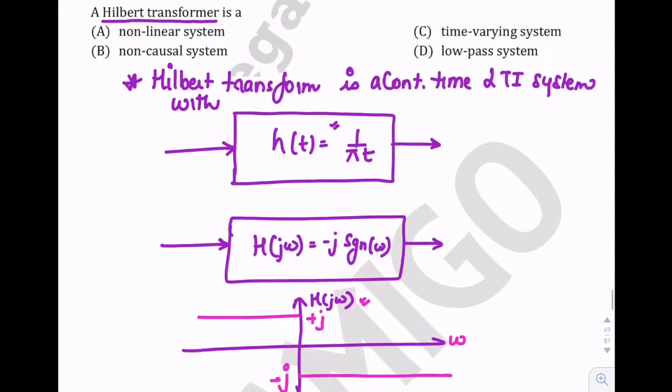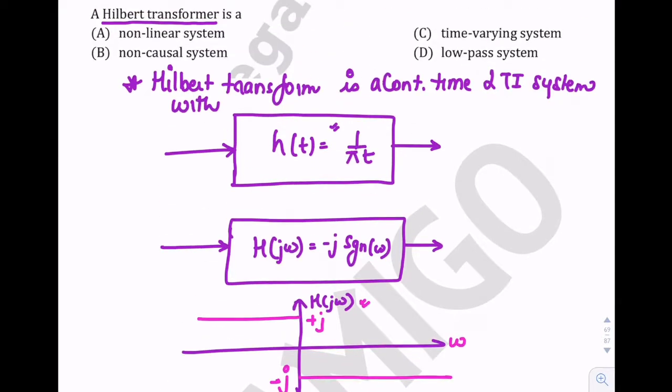Now as we know that it is a continuous time LTI system, it is a linear system, it cannot be time varying. It is an LTI system, it cannot be time varying. It is a linear system, it cannot be non-linear. So now we have to check option B and option D.